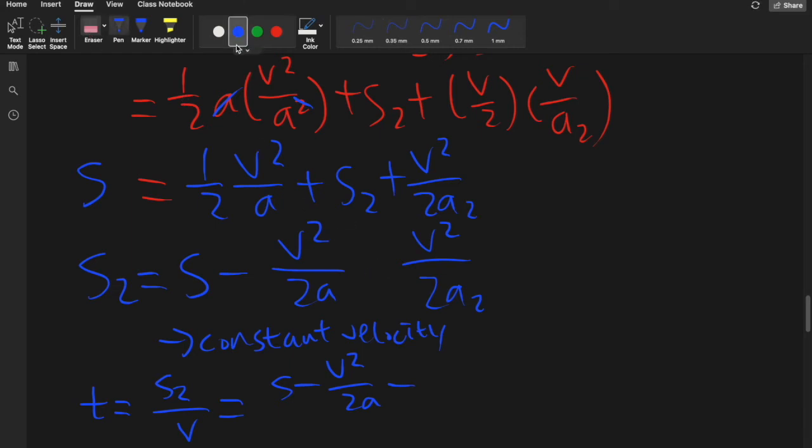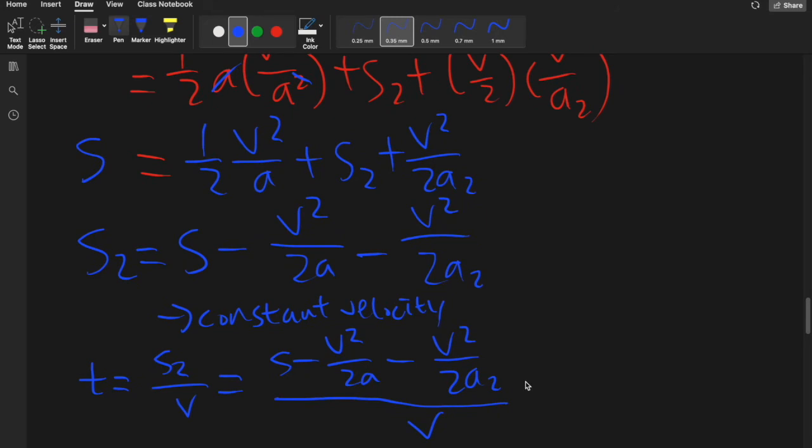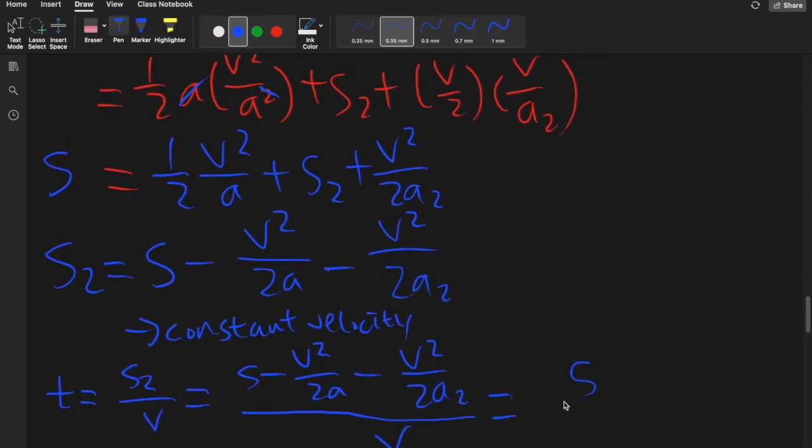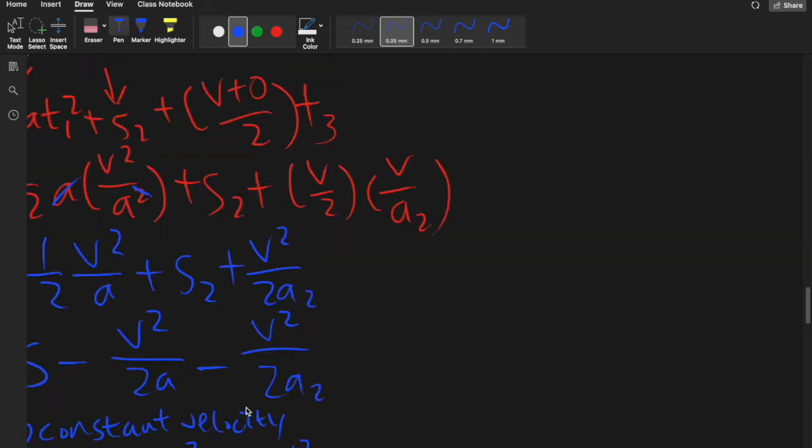Here should be minus actually. Minus v squared over 2a2 over v. We are running out of space, but that's okay. So s over v minus, here this v and this v cancel out. So v over 2a minus v over 2a2, right? So this is s2. Actually this is t2, sorry. So this is t2, and we also know t1.